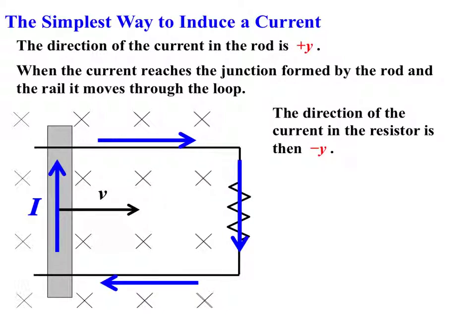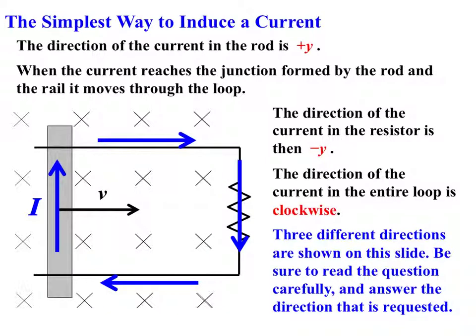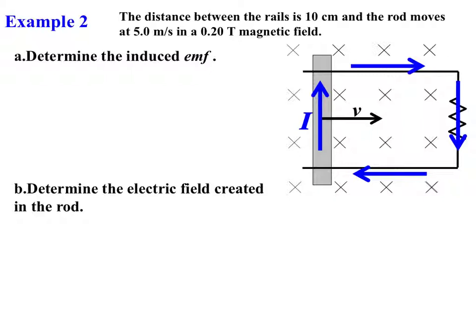Now, some problems might ask you for the direction of the current in the resistor. In this case, our resistor is over here on this right-hand side, so our current is actually in the negative y direction at that point. So the direction of the current in the entire loop is actually clockwise. And there are three different directions shown here, so make sure that you read the problem carefully. Again, it's always important that you draw your picture.